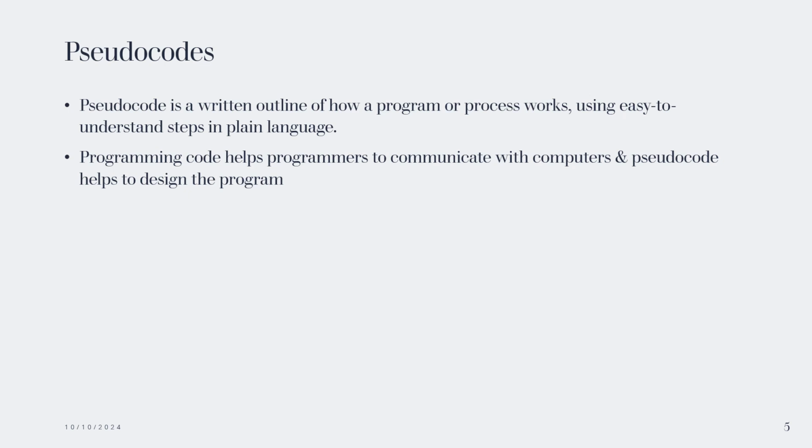But pseudocodes are not executable. They are just a written outline that helps you to design the software program. So that is the core difference between a programming language and a pseudocode. So when you are creating a proper pseudocode, make sure it helps you a lot to develop your program very accurately.